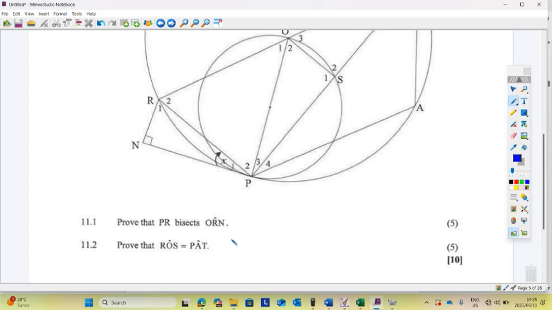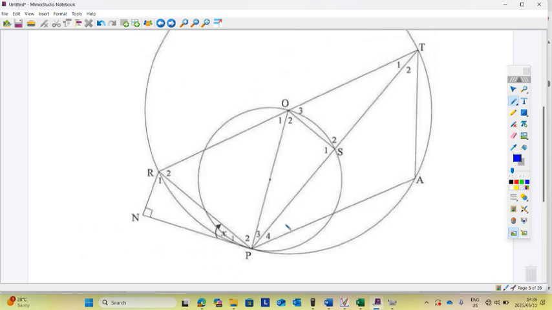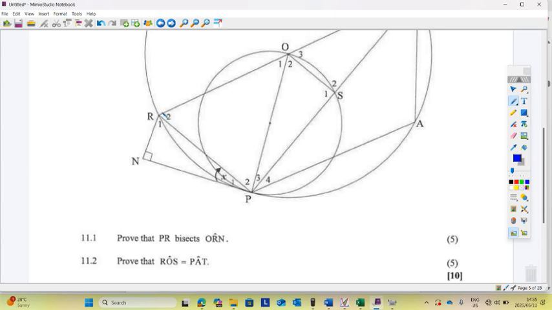These questions you are supposed to prove. How do we prove this? Prove that PR bisects ORN. Where is our PR here? This is our PR. It bisects ORN, right? So it bisects this angle. Now, what shows us that it bisects? For it to be bisecting, then your R1 should be equal to your R2. This angle here should be equal to that angle, if it is cutting it into half.